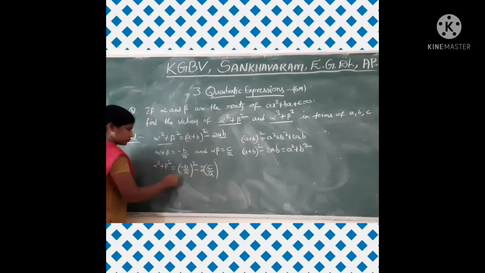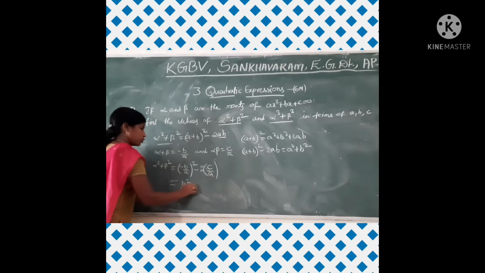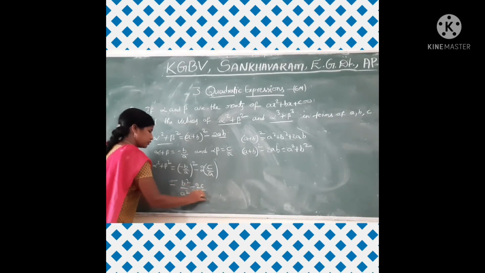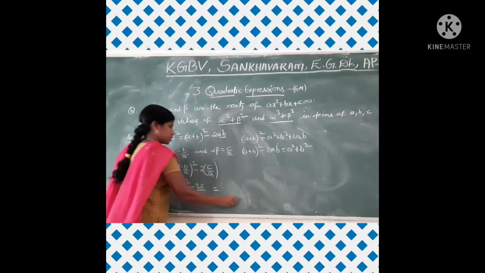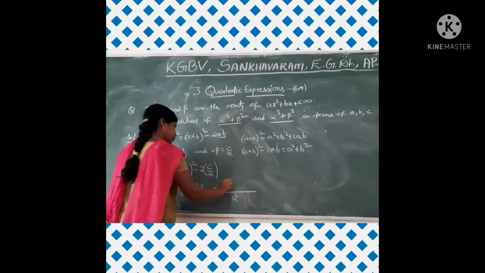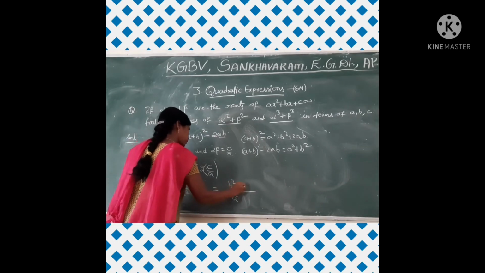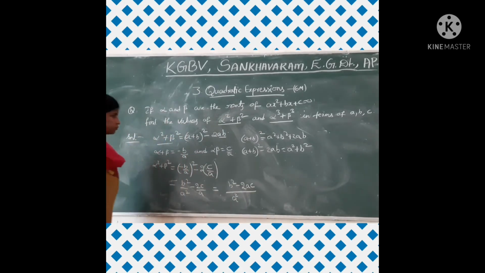Okay, b square by a square minus 2c by a. Taking LCM, a square, we get b square minus 2ac. Okay, understand? So alpha square plus beta square is equal to b square minus 2ac by a square.